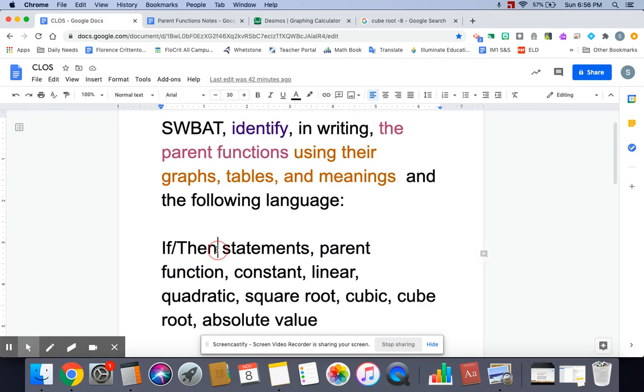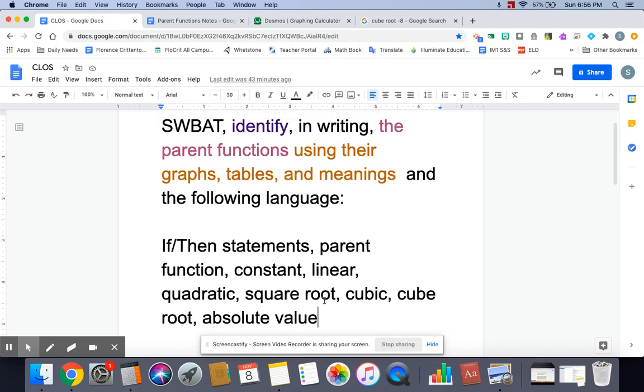So using if-then statements and these vocabulary words, explain what you learned in this lesson. One example might be, if the graph is a flat line, then the parent function is a constant. So explain everything you learned how to do in this lesson.